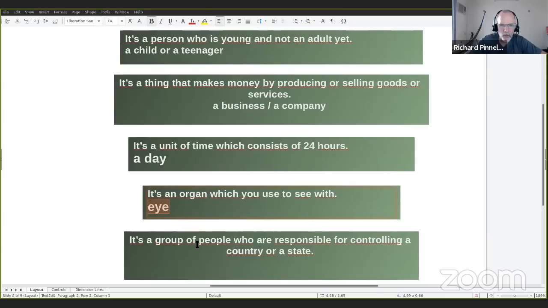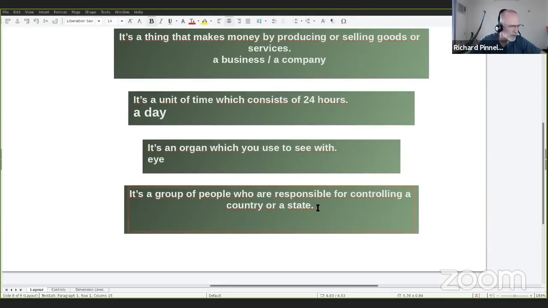It's an eye. The last one, it's a group of people who are responsible for controlling a country or a state. Who can give me the answer to this one? I don't have anyone in the conference. Who can give me an answer? A lot of people got the last one right. Government. Very good, Gregory. And Irma too. It's the government. The government. Good.